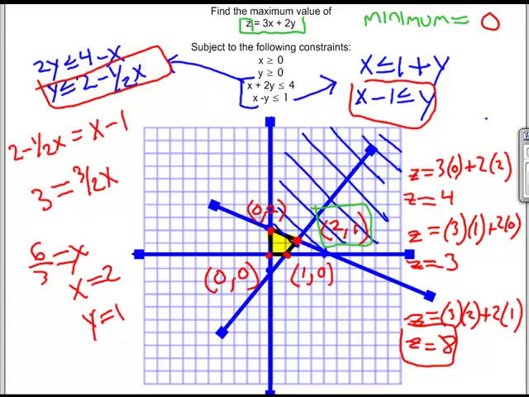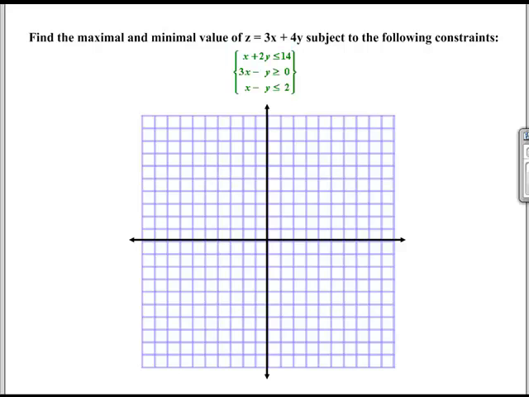Let's do another example. Find the maximal and minimal value of z equals 3x plus 4y subject to the following constraints. So this time we just have 3 lines. First line is y is less than or equal to 7 minus 1/2 x. 1, 2, 3, 4, 5, 6, 7. Down 1 over 2, down 1 over 2.